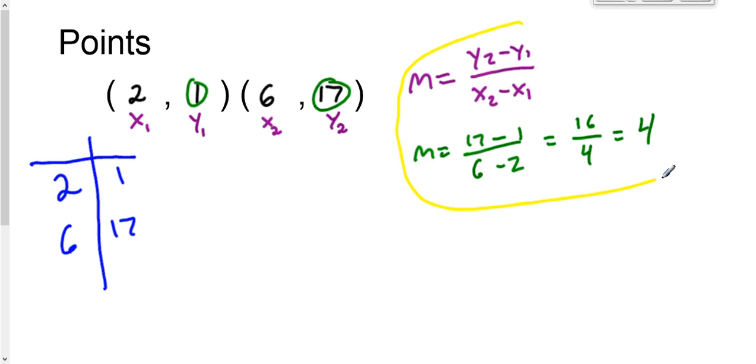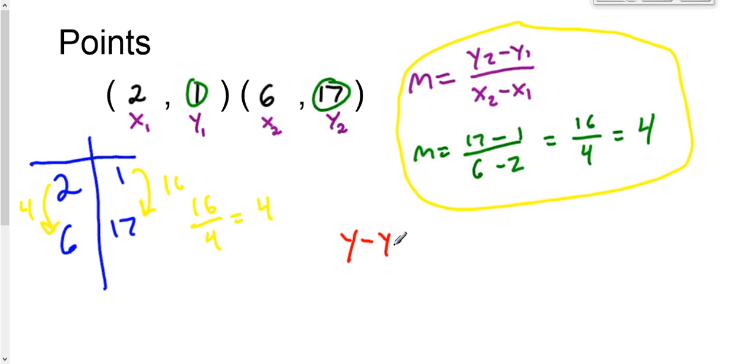Now, I don't know if I'm 100% in love with this equation, because it's a lot of extra work, and we could just put it in a simple t-chart and go, alright, from 1 to 17, that's 16. From 2 to 6, that's 4. We know 16 over 4, therefore it's 4. Either way, the same answer both ways.